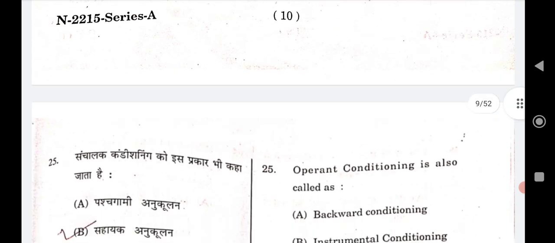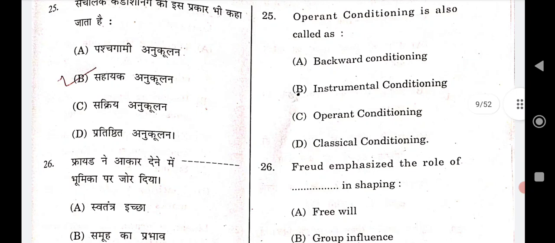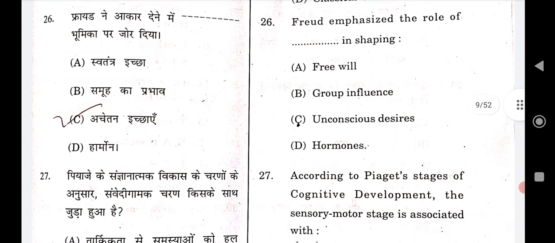Next question: operant conditioning is also called instrumental conditioning. B is the correct option here. Next question: Freud emphasized the role of dash in shaping. So unconscious desires, अचेतन इच्छाएं. C is the correct one here.